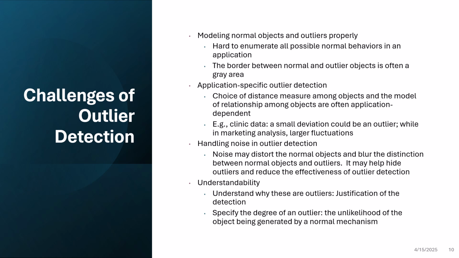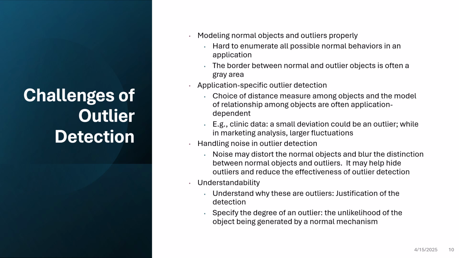Outlier detection is useful in different applications. It may face some challenges, such as the following. First one, modeling normal objects and outliers effectively. Outlier detection quality highly depends on the modeling of normal objects and outliers. Often, building a comprehensive model for data normality is very challenging, if not impossible. This is partly because it is hard to enumerate all possible normal behaviors in an application.